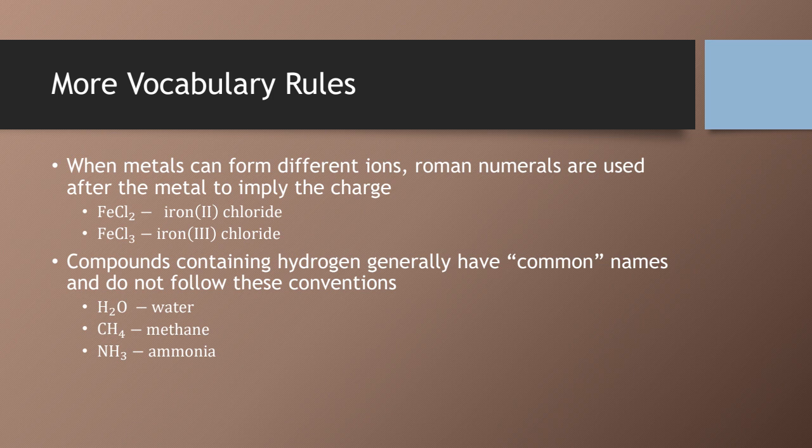Whenever we have metals that form different ions, like we saw a moment ago with copper having a +1 charge and a +2 charge, we use Roman numerals to identify which charge it is that we're using, right? So iron(II) means that this Fe has a positive 2 charge. Iron(II) chloride just means that it matches up with two chlorine atoms because chlorine has a -1 charge.